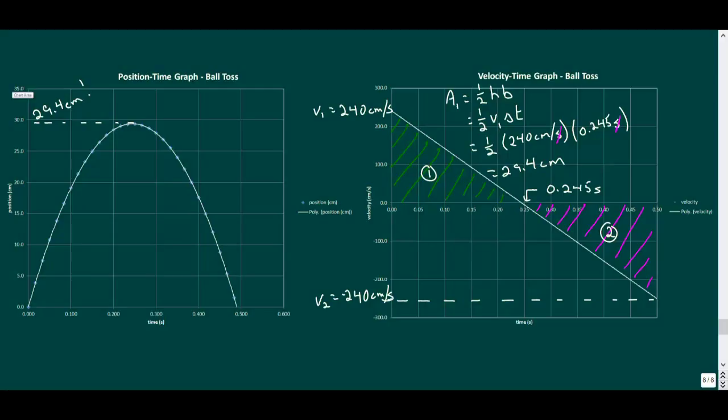Now let's take a look at the second area. Since the position time graph is a parabola, the rise time of the ball is the same as the drop time. So the time interval is the same as the first area, but our velocity for this area is the final velocity of negative 240 centimeters per second. If we use these values in our calculation, the result is negative 29.4 centimeters. So the ball falls in the negative direction, the same distance it rose, just as we'd expect.